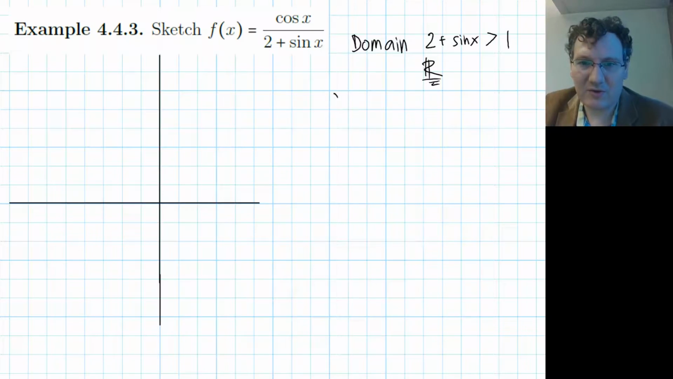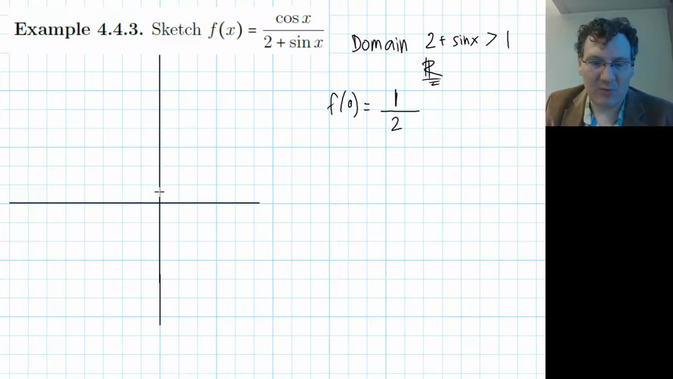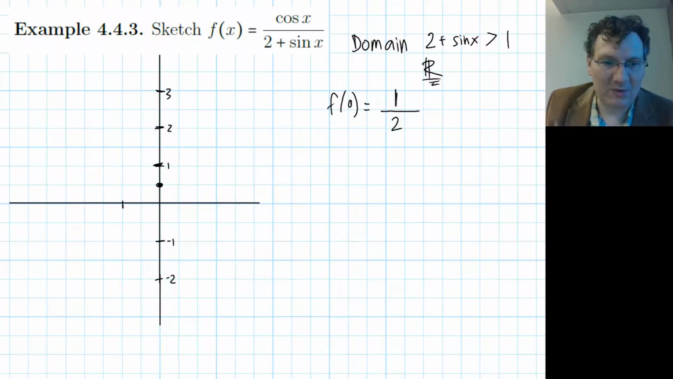Now I can try f of 0 just to see if there's an intercept term. The cosine of 0 is 1, and the sine of 0 is 0, so it's 1 over 2. So I'm going to put that point as 1, that at 2, that at 3. So this is the point here. And I know that I'm going to be dealing with pi's, so I'm going to mark these off with some pi's. This is negative pi, negative 2 pi, negative 3 pi, and so I've got pi, 2 pi. Okay.